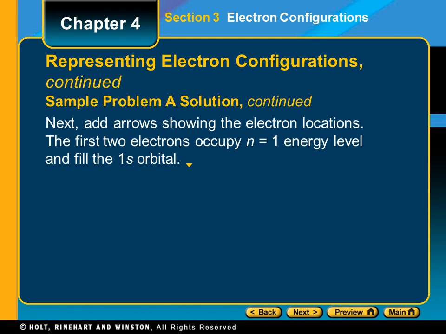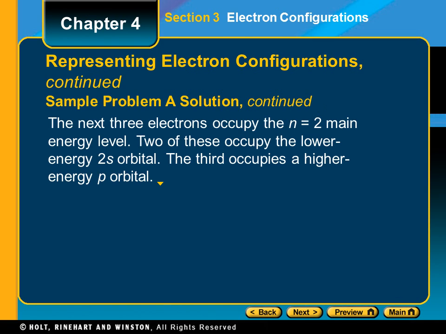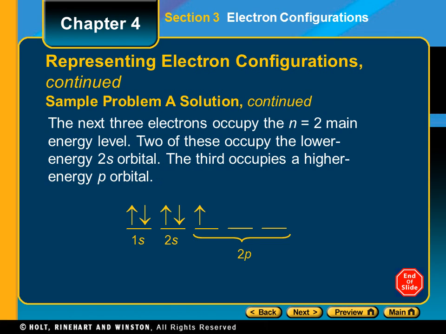First 2 electrons occupy the first energy level and fill the 1s orbital. So 1 up arrow, 1 down arrow. The next 3 electrons occupy the second energy level. 2 of those occupy the lowest energy sublevel, which is 2s, so you always fill that first. And the third occupies a higher energy sublevel, p. So it looks like that. And notice you have 5 arrows for your 5 electrons.